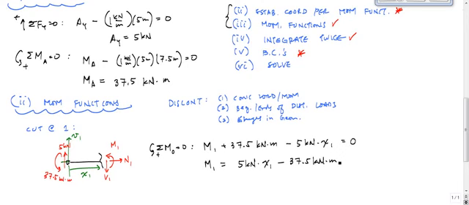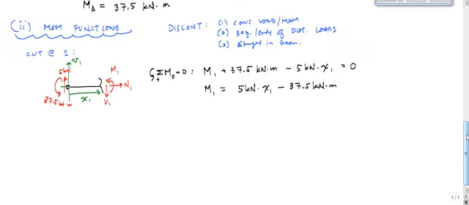Okay, so that's my moment function for 1. That's my first moment function. I'm going to go and do the same for the next one. So here, this will be the cut through 2, cut at 2. I'm going to choose the right side of my drawing as my free body diagram. So here's my cut. I have the right side of my drawing.